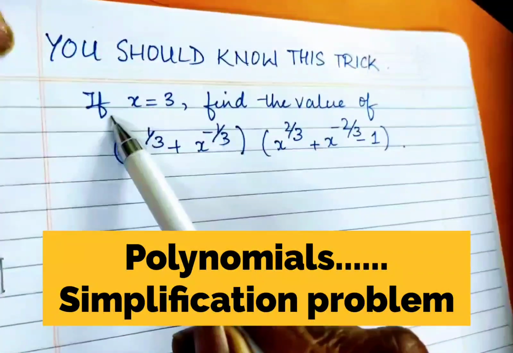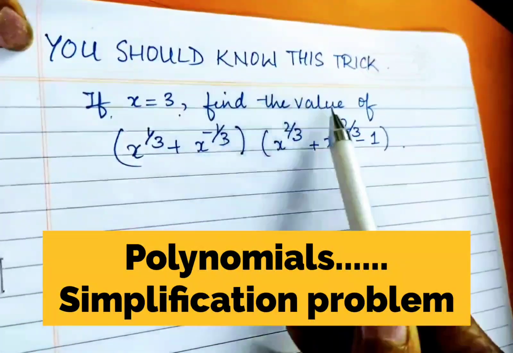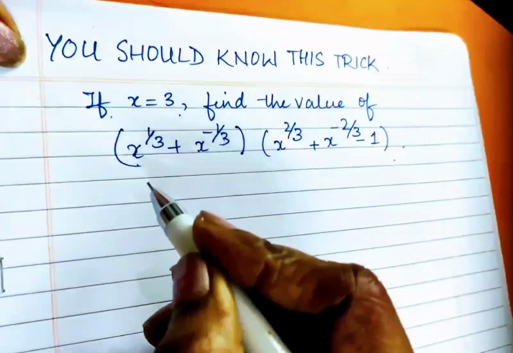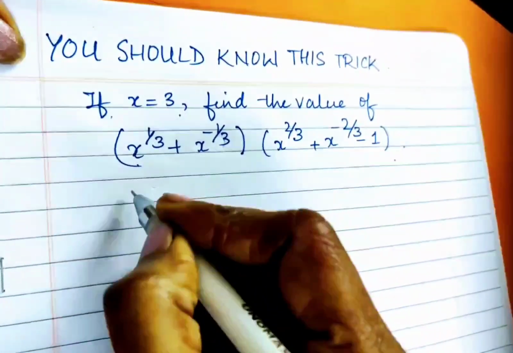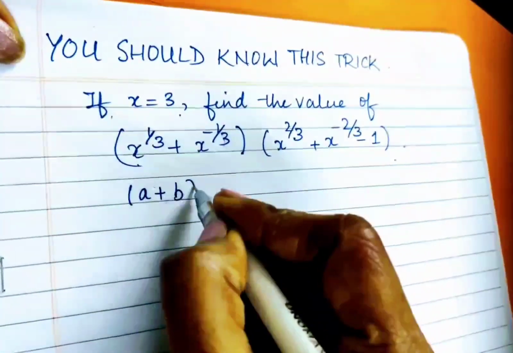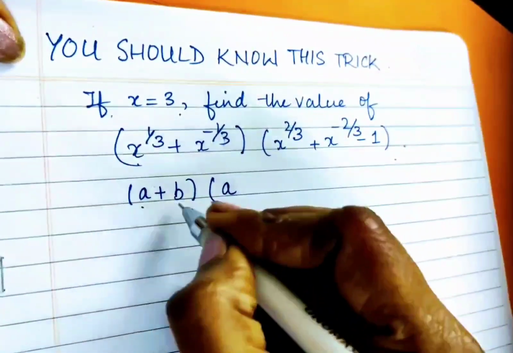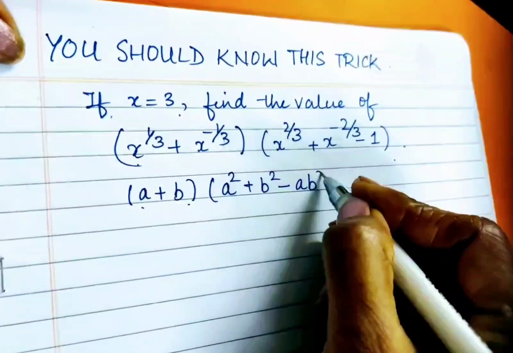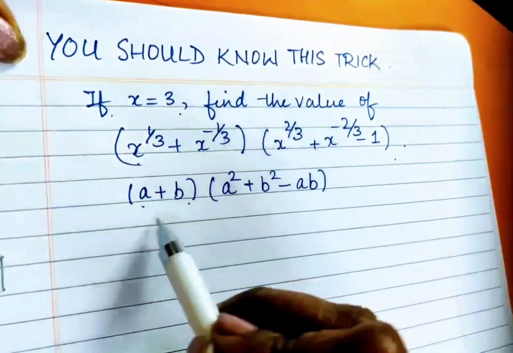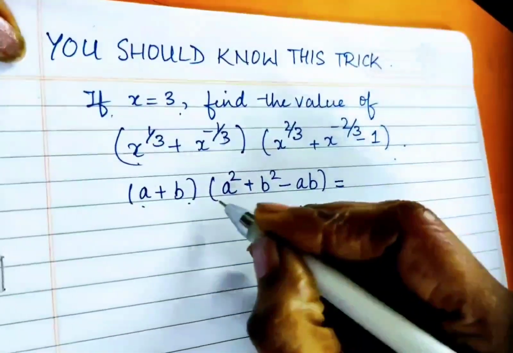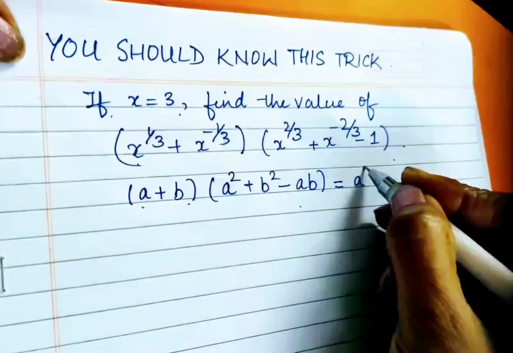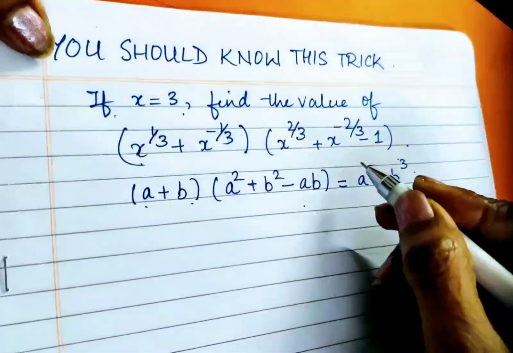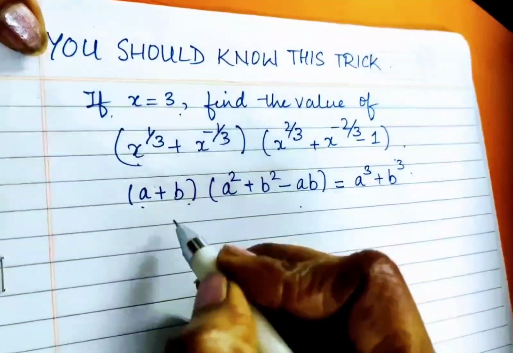So in this question, x given to us is 3 and we have to find the value of this whole expression. So in this question, what we will try is, we will try to convert this whole expression as a plus b, a square plus b square minus ab. If we convert this expression into this, then we know that the formula of this expression is a cube plus b cube. Then this will be simpler for us to solve this question. So let's try to convert.